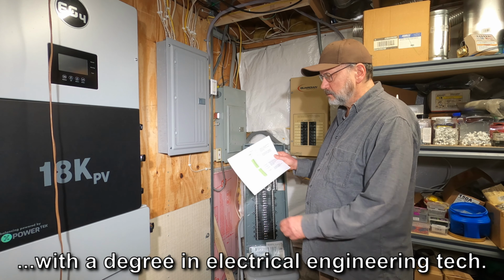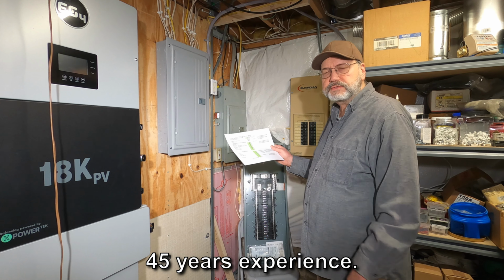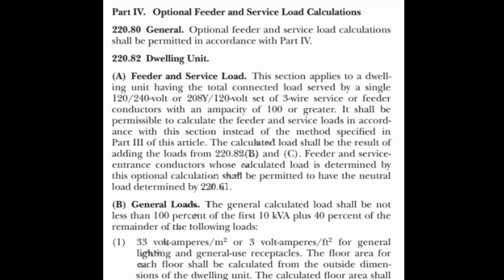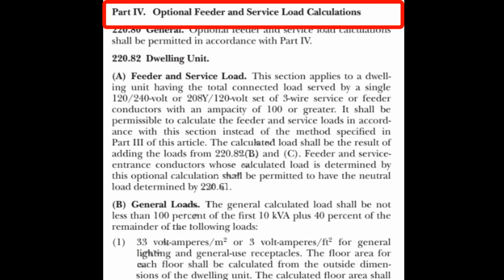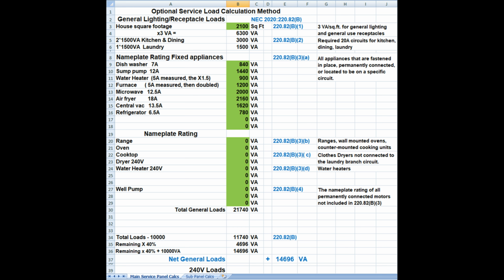Okay, so let's go ahead and get into some code and show you some number crunching and show you how this is done. We'll be walking through the National Electrical Code 2023 version, Article 220.82. Optional feeder and service load calculations for a dwelling unit. Notice this section applies to a single dwelling unit. So this is a one-family home or a one-family apartment unit.